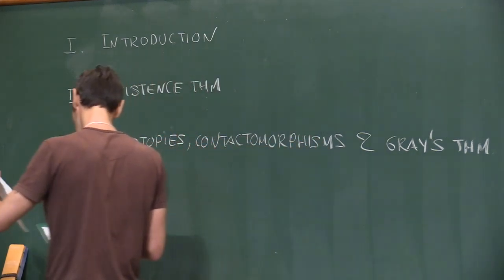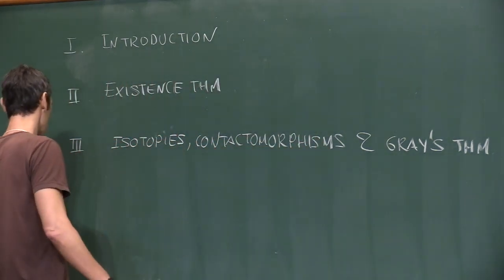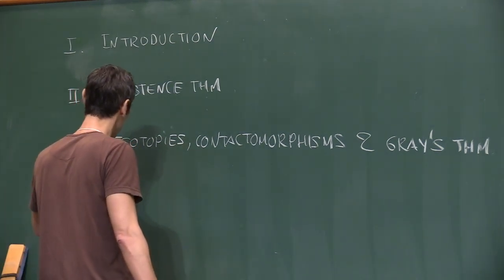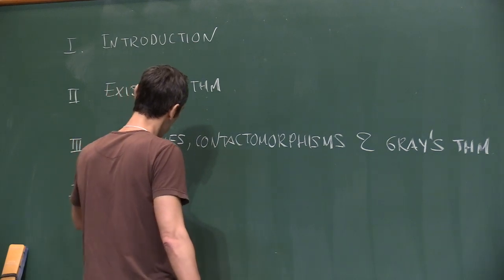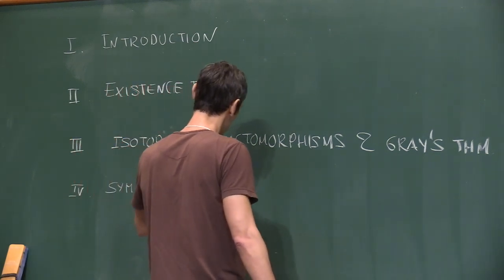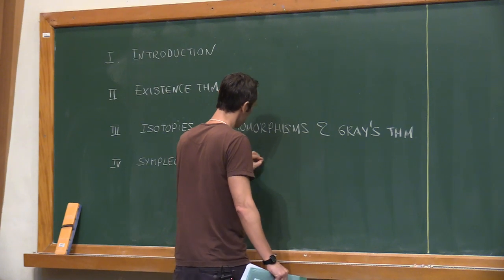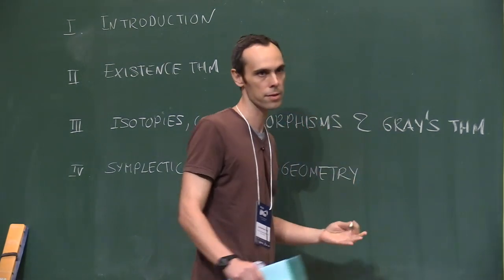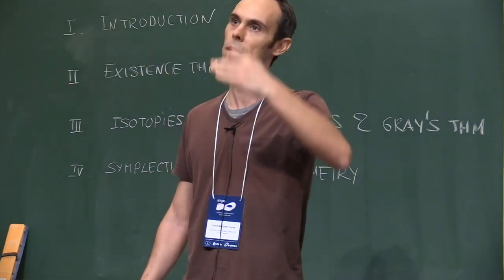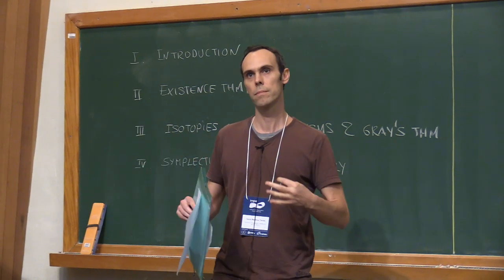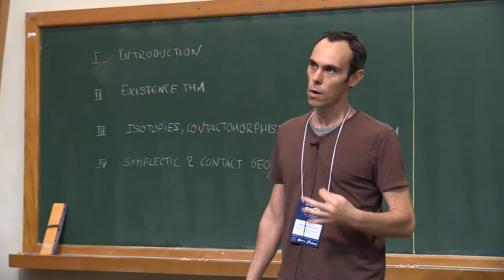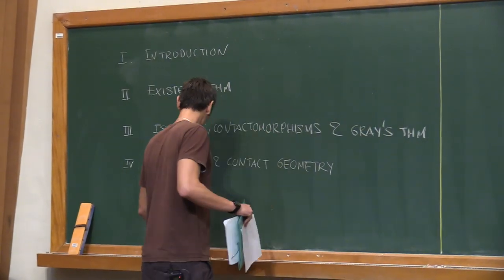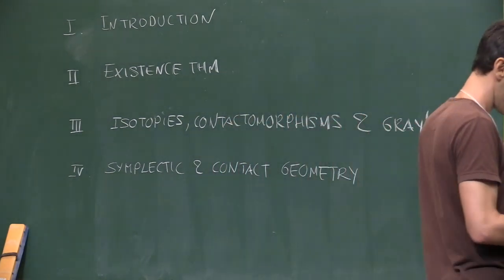And the last topic is recalling a few connections that we have between symplectic and contact geometry. And by this I mean constructions that, for example, allow us to go from a contact manifold to a symplectic manifold, or how to produce, using some additional data, contact submanifolds living inside symplectic manifolds. So that's more or less the plan. So let's go.